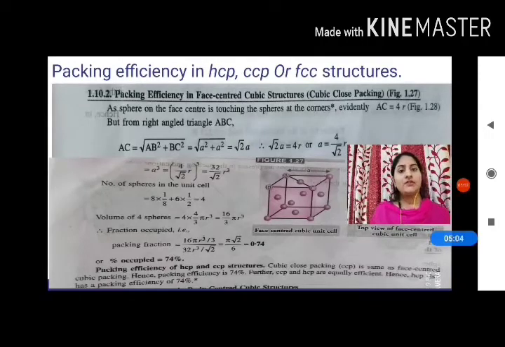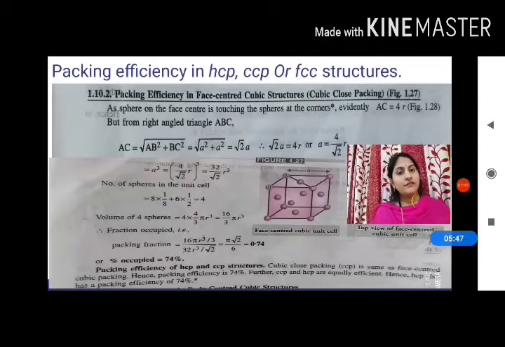From the right angle triangle ABC, we can write AC is equal to under root AB square plus BC square. Here AB and BC are the edge length, so we can write a square plus a square, that is root 2 a. Next, by simplifying it, we can find a is equal to 4 upon root 2 r.